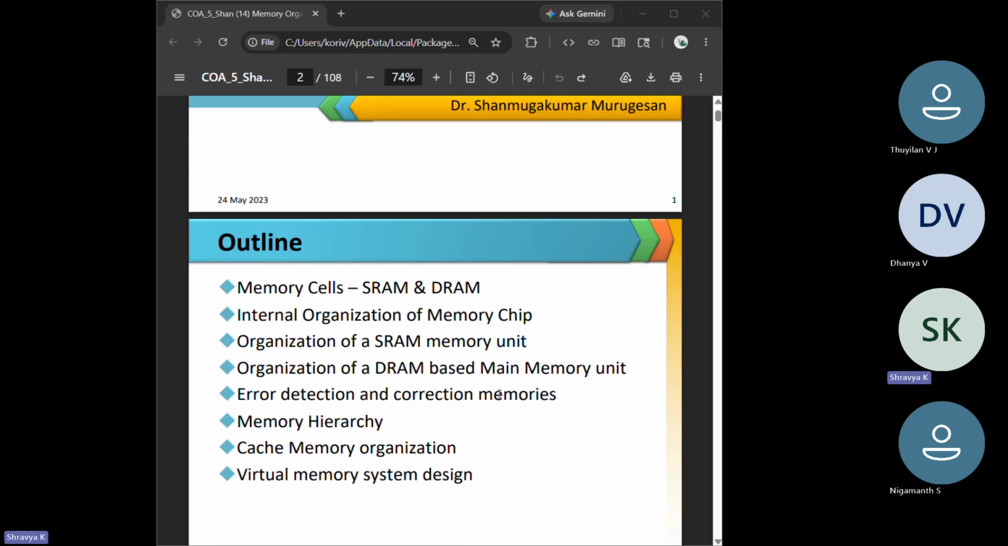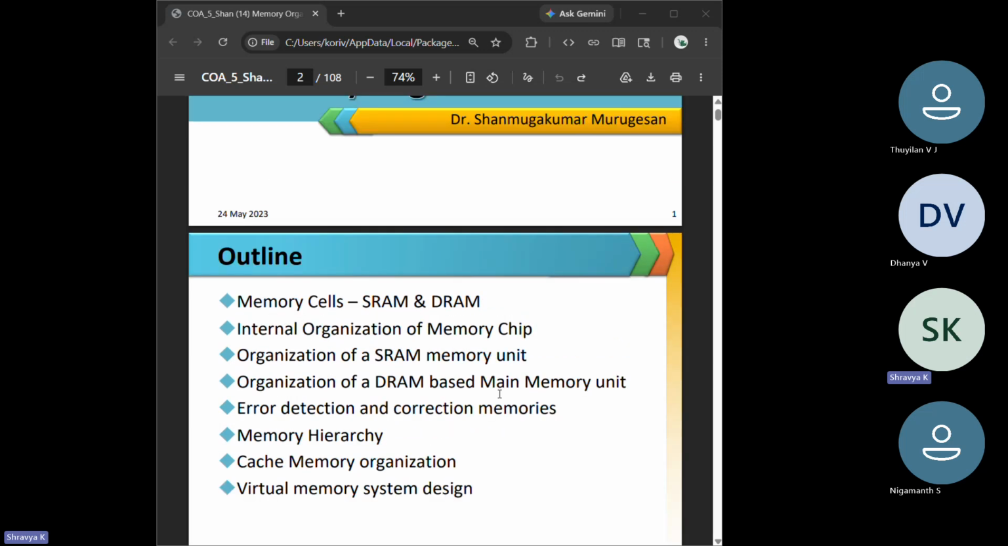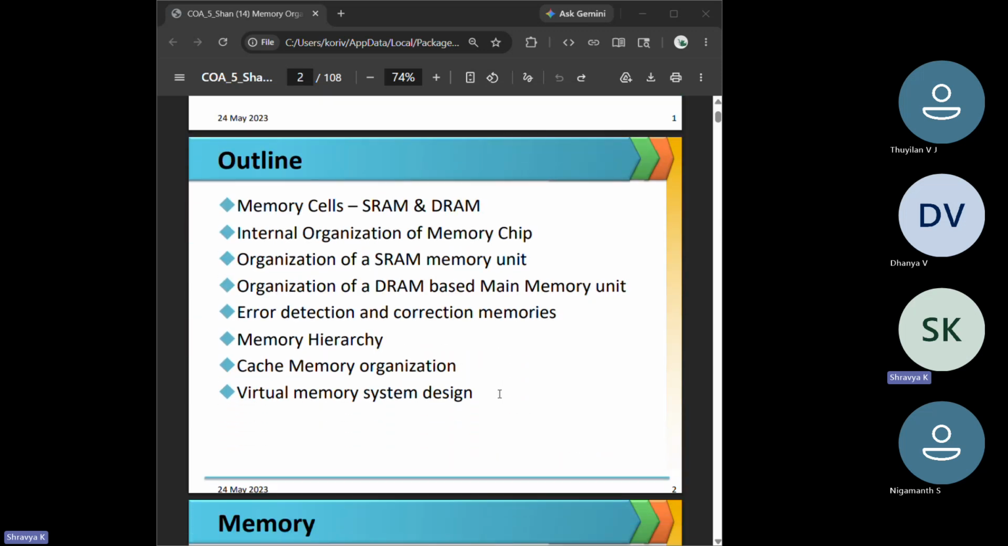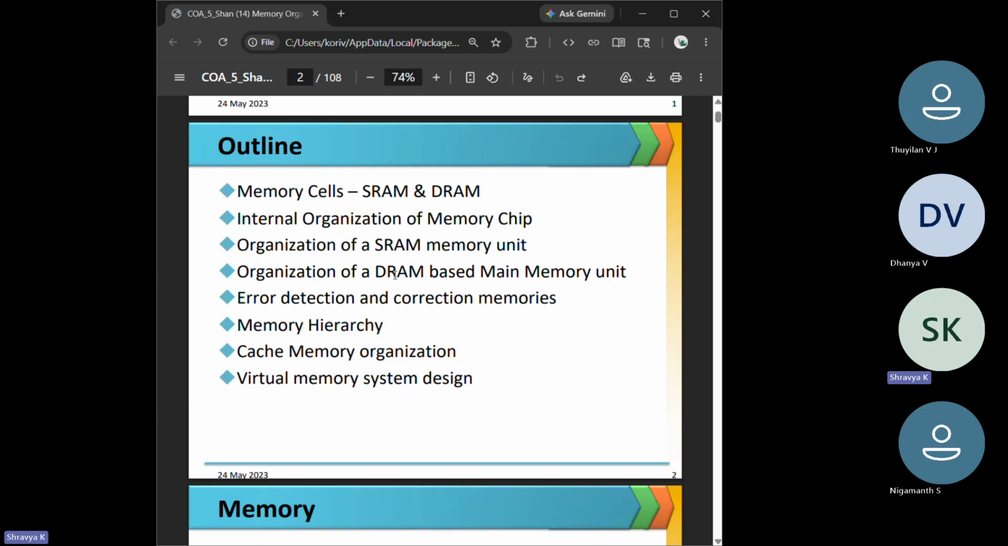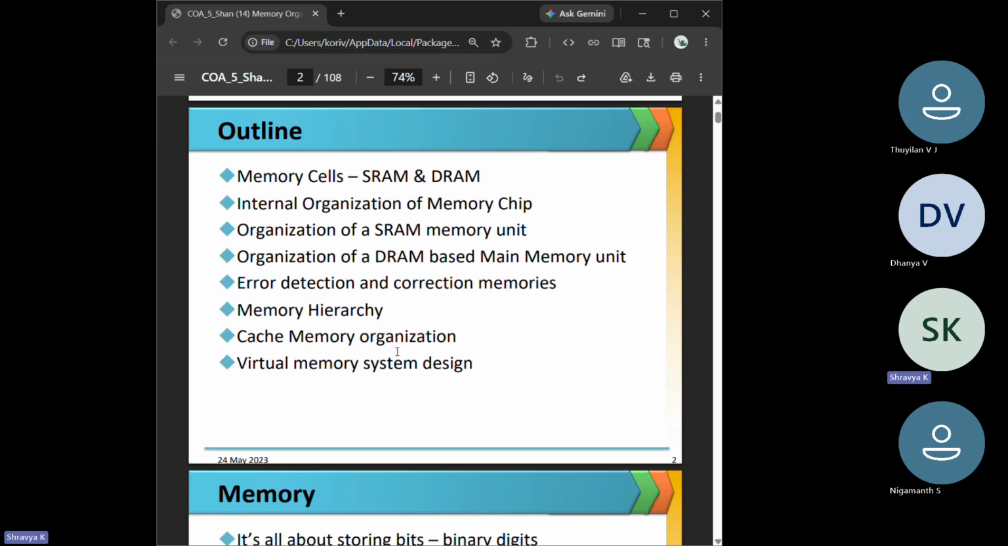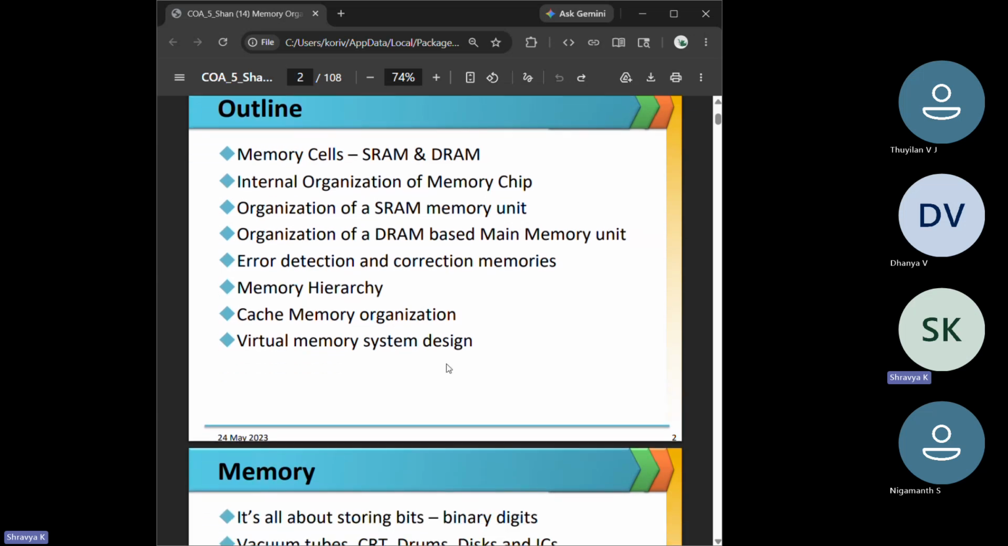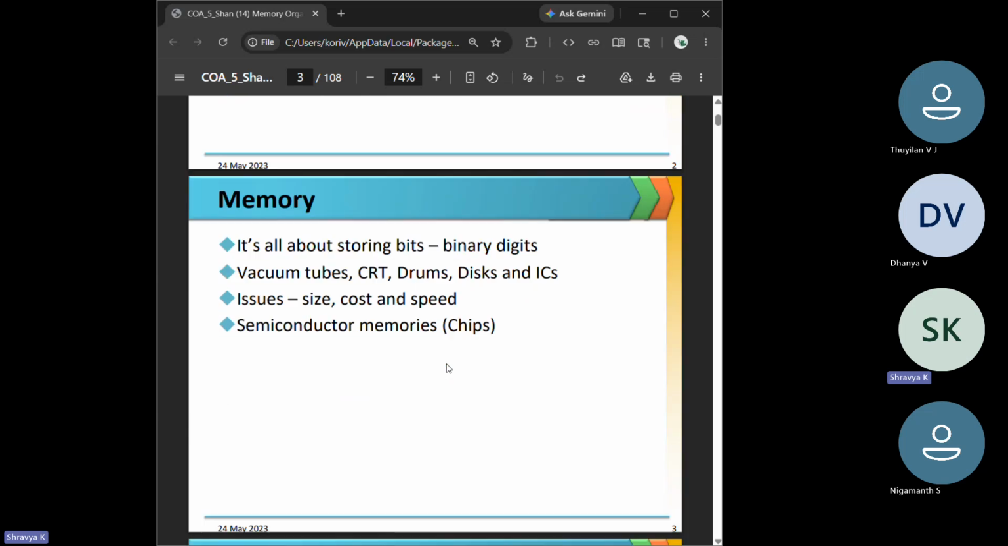So today we'll be covering the last chapter in COA, which is memory organization. We'll be covering what types of memory cells there are, SRAM and DRAM, and the internal organization of memory chips. We won't get much into the SRAM and DRAM internal organization or error detection. We'll jump right into memory hierarchy, cache memory organization, and virtual memory system design, right? So let's jump right into it.